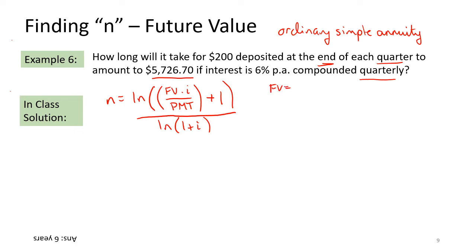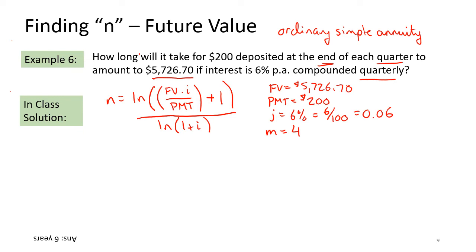So what do we know in this question? We know that our future value is $5,726.70. That's provided in the question. Our payment is $200. That's how much we're putting in at the end of each quarter. We also know that our nominal interest rate is 6%, which is 6 divided by 100, removing the percentage sign, or 0.06. Our number of compounding periods per year, m, is 4 because it's given in the question as quarterly. So our periodic interest rate, i, which is j divided by m, is 0.06 divided by 4, or 0.015.